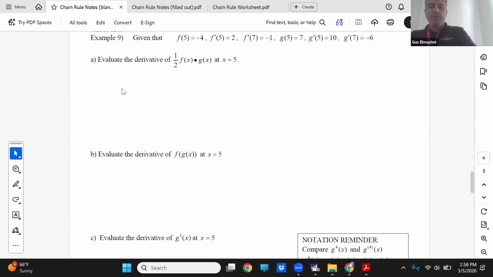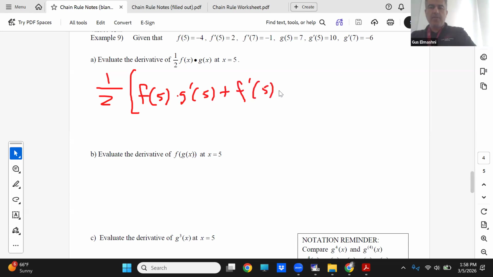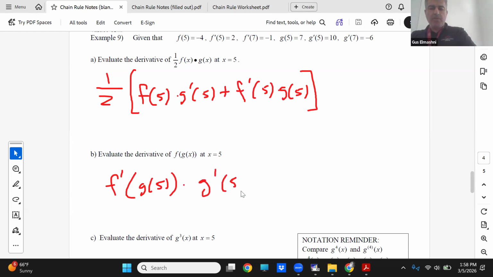So if I tee this up for you guys, I'll have 1/2, I'll do a bracket, f of 5 times g prime of 5 plus f prime of 5 times g of 5. For B, this is chain rule. F prime of g of 5 times g prime of 5.